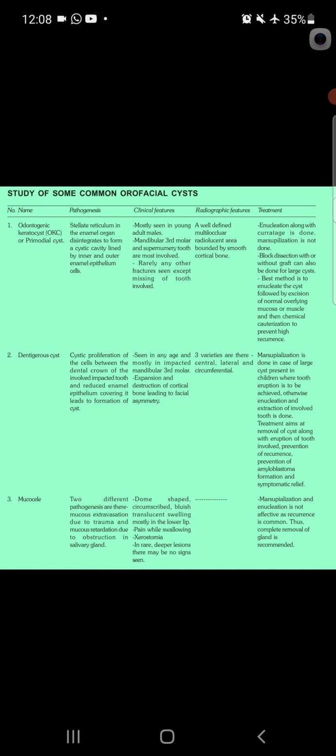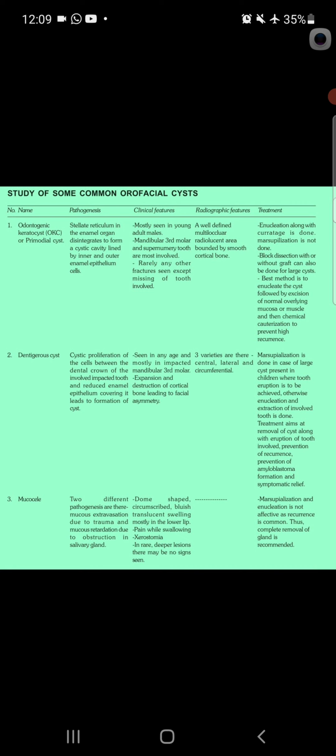Next is the dentigerous cyst. Dentigerous cyst is found around the impacted third molar. In pathogenesis, cystic proliferation of cells between the dental crown of the involved impacted tooth and reduced enamel epithelium covering it leads to formation of the cyst. In clinical features, seen at any age and mostly in impacted mandibular third molar, expansion and destruction of the cortical bone leading to facial asymmetry.